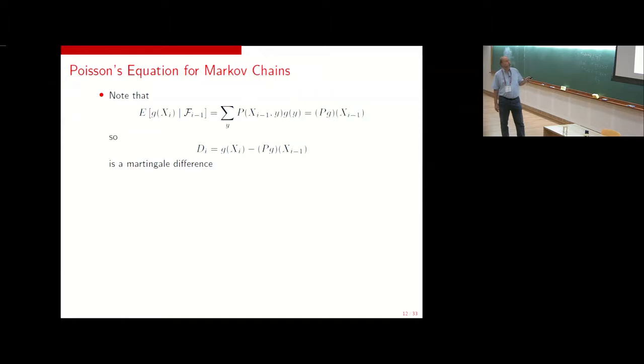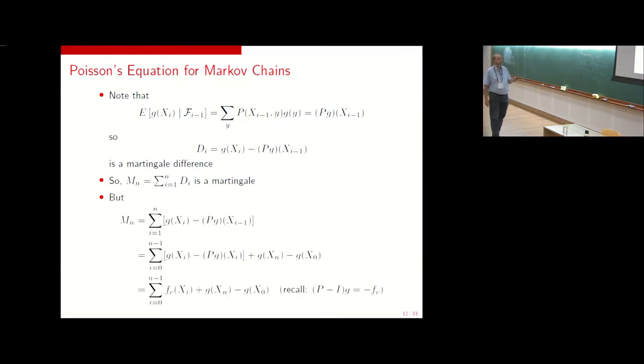So as a consequence, since I have computed here the conditional expectation of g of xi, if I subtract off the conditional expectation of g of xi from g of xi itself, that's a standard way of building a sequence of martingale differences. So di equal to g of xi minus Pg of xi minus 1 is a martingale difference. That means that if I sum up these di's, I have a martingale.